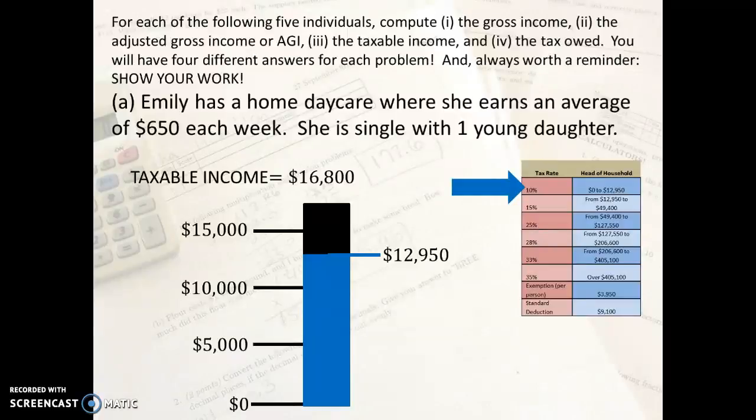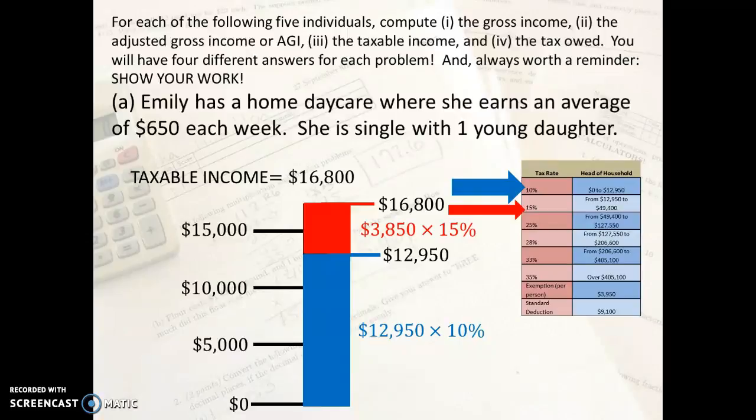So in other words, I'm going to take that part of my bar graph and multiply it by 10%. And then the red part is going to be what's left. How come the red part is what's left? Because you see that 16,000 is in that range, the 15% range. The blue bar is 12,950 tall, and the red bar is 3,850 tall. How did I get that 3,850? Well, it's the difference between those two numbers, 16,800 minus 12,950. So the bottom part is taxed at 10%, and the middle part is taxed at 15%.